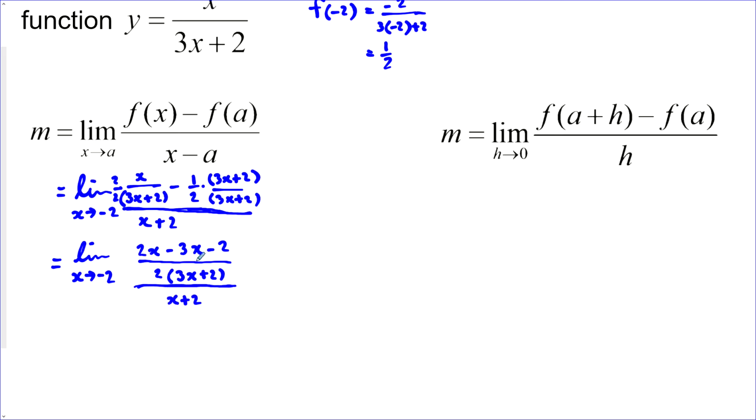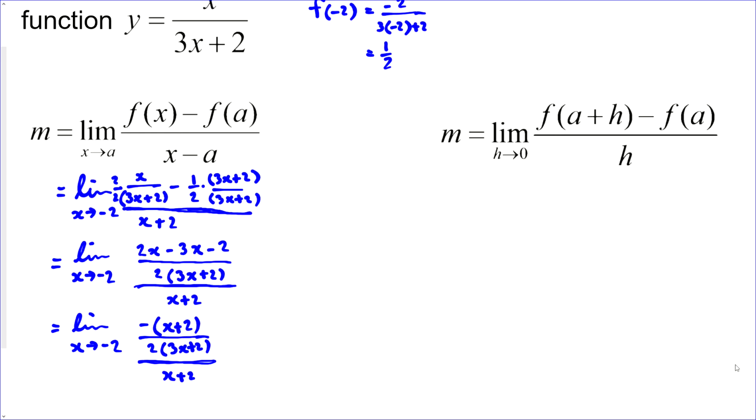Alright, let's clean this up a bit here. So we've got the limit as x approaches negative 2, and we've got negative x minus 2. Now that looks suspiciously like this one, except it has a negative. So I'm going to factor out the negative, and I'll be left with x plus 2. And no change for this. And here is my denominator, x plus 2.